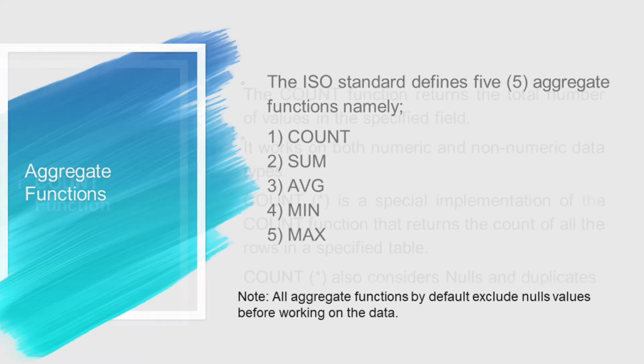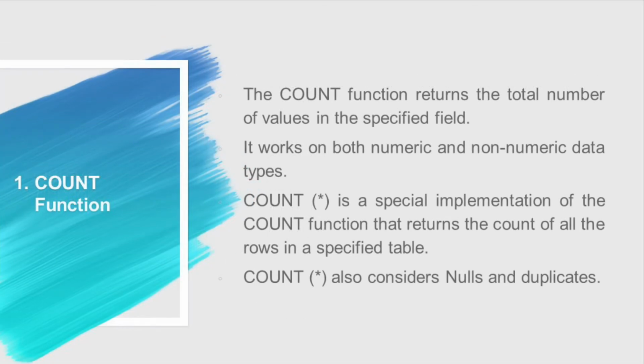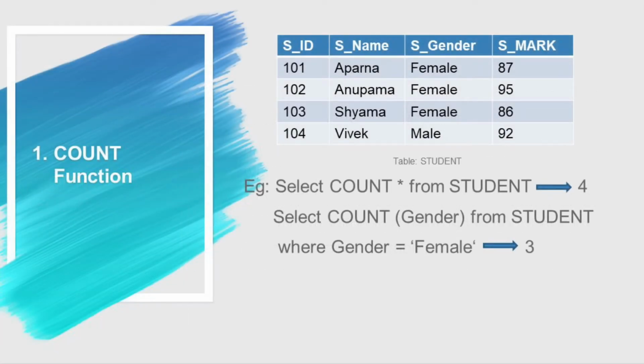Now we are going to discuss the first function, that is count function. It will return the total number of values in the specified field. It works on both numeric as well as non-numeric data types, and the count star is a special implementation of the count function, and it will return the count of all the rows in a specified table. So, count star is used to return the count of all the rows in a specified table. The total number will be available if we give the count star function. It also considers nulls and duplicate values. We will see it by an example.